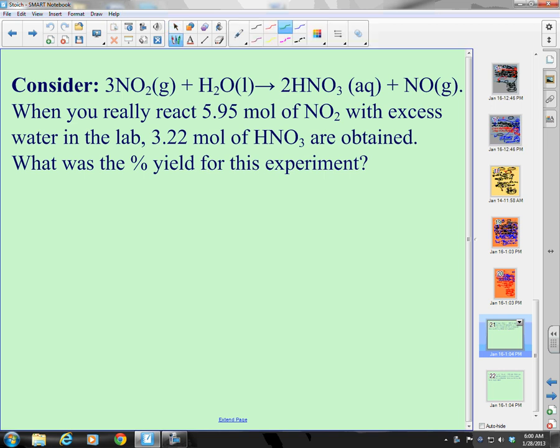Let's consider three molecules of nitrogen dioxide plus water, yielding two molecules of nitric acid and one molecule of nitrogen monoxide, right? Or 3 moles, 1 mole, 2 moles, 1 mole. Good. React 5.95 moles of nitrogen dioxide with excess water in the lab. 3.22 moles of nitric acid are obtained. What is the percent yield? Percent yield. I am not familiar with us discussing this yet. Well, we haven't. So let's go to our page of notes.